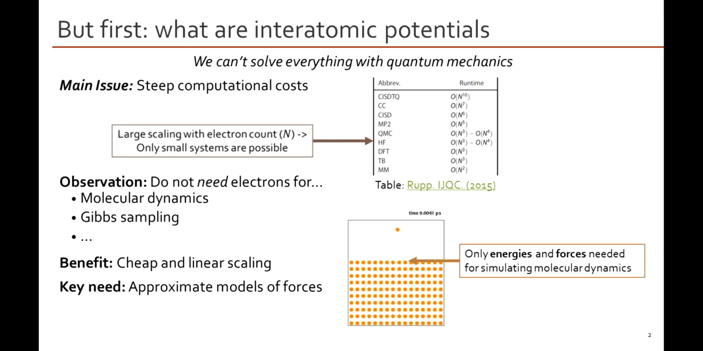And interatomic potentials come in with the observation that for many kinds of molecular modeling, you don't actually need to know that electrons exist. For things like molecular dynamics, you only need to know the energy of a system at any time, and also the forces acting on each atom, given the positions of all the other atoms. And there are other techniques like Gibbs sampling that require only energies. So if you can create methods that avoid treating electrons, you can not only avoid this big scaling problem, but you can also build models that are drastically cheaper to compute than quantum mechanical methods, and that really scales up the size of problems that you can tackle.